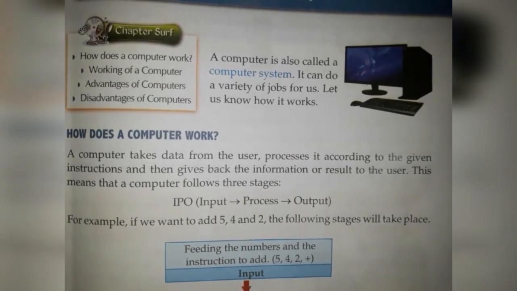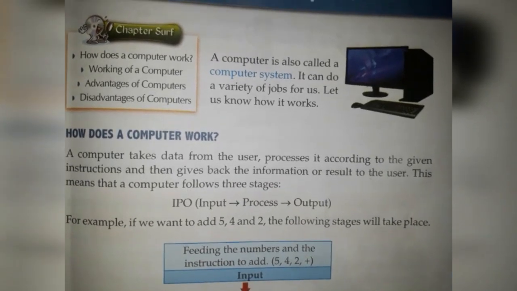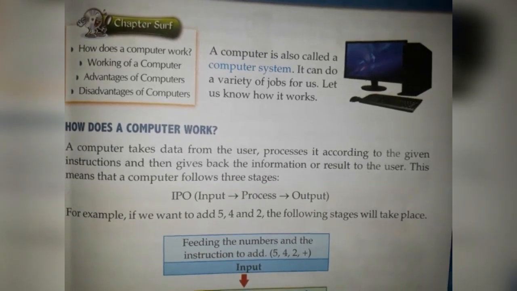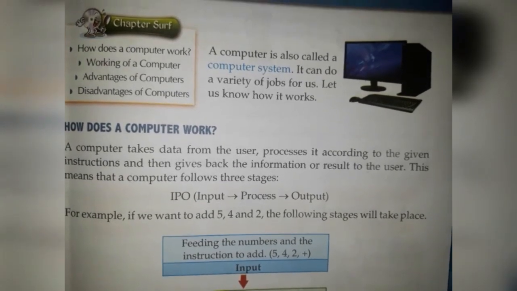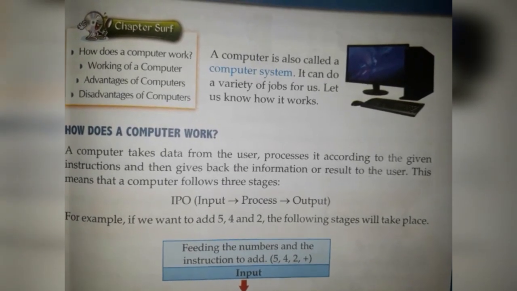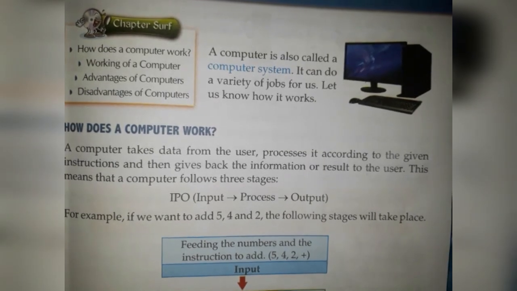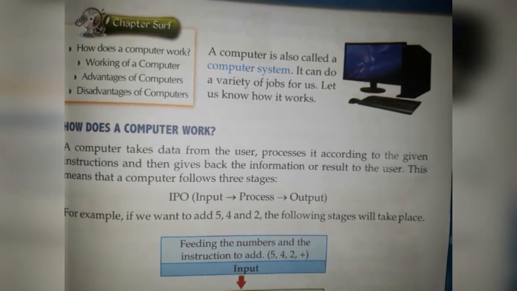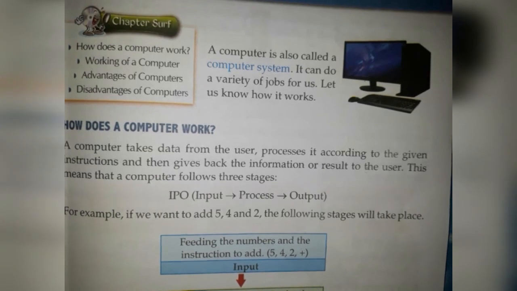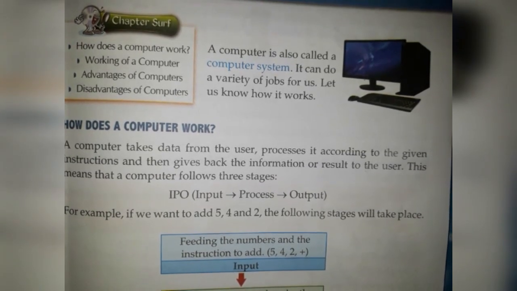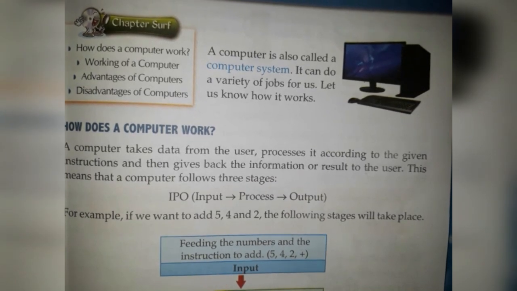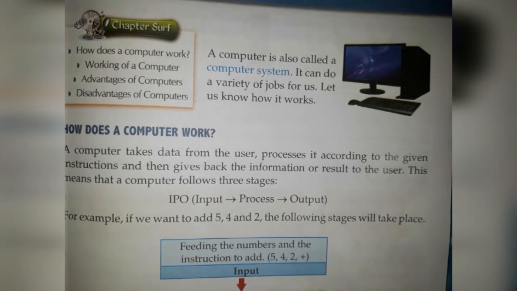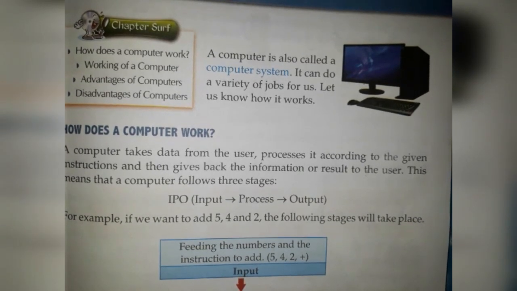Do you know how a computer works? So a computer works on an IPO cycle. It works on a phenomenon of IPO cycle. What is an IPO cycle? This word IPO contains three letters, and they are I, P and O. I stands for input, P stands for process, and O stands for output. Now what is this input, process, output?